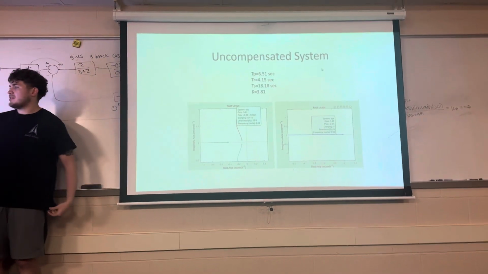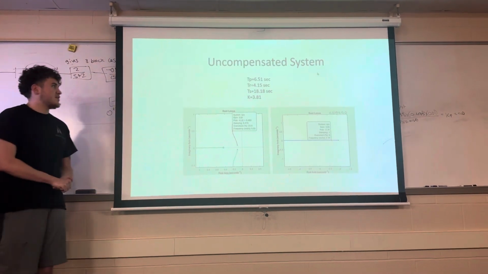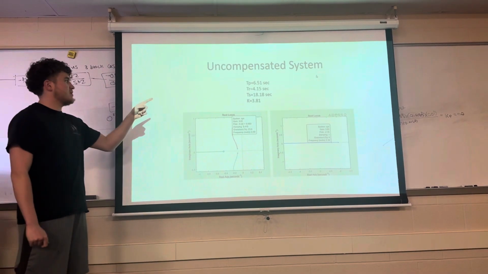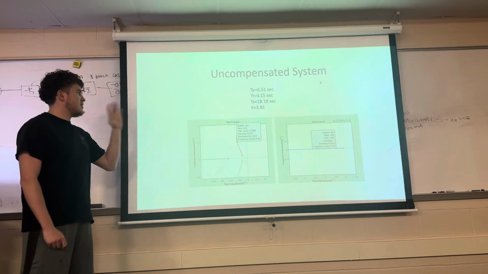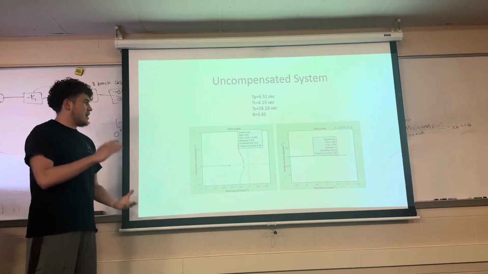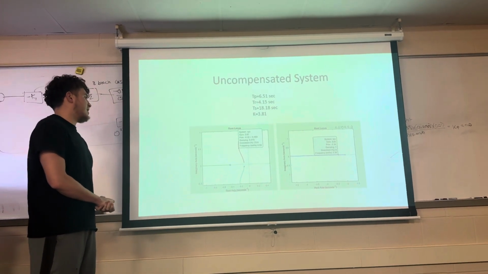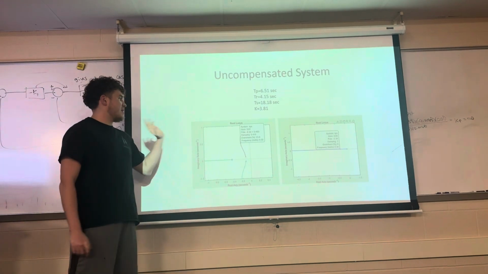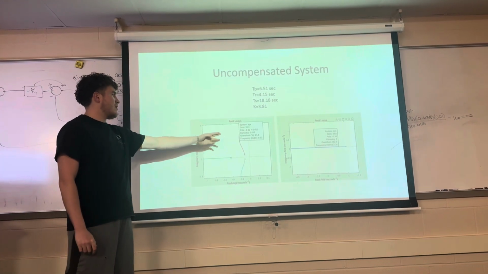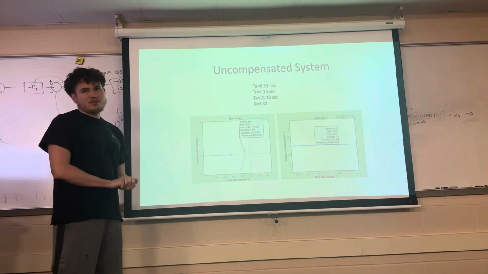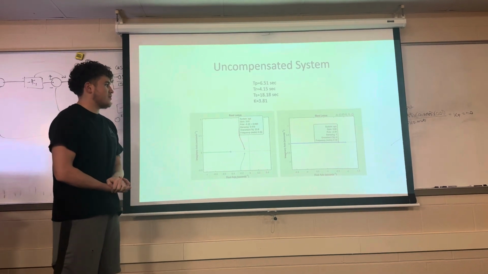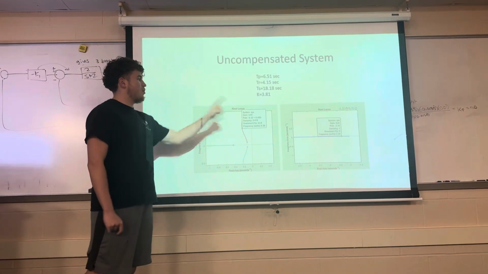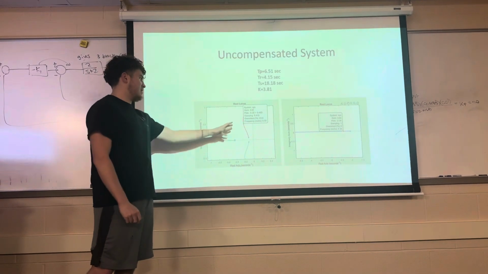So here's the uncompensated system. We have a peak time of 6.51 seconds, rise time of 4 seconds, settling time of 18 seconds. And I end up getting a K, based off my damping ratio, of 3.81. Also, we know that we have a valid second order approximation because our third pole is already 5 sigma away.